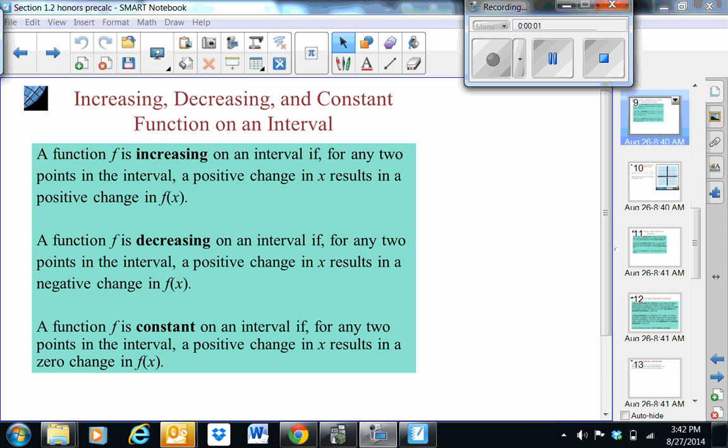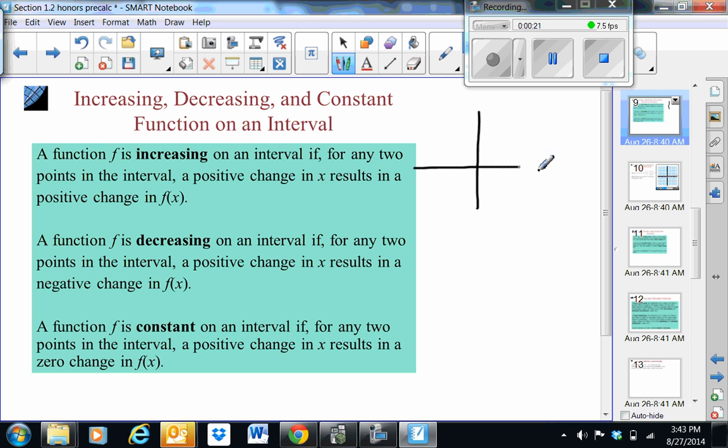So we're going to pick up on section 1.2 right here with increasing, decreasing, and constant function on an interval. A function f is increasing on an interval if for any 2 points in the interval a positive change in x results in a positive change in f of x. And so what this means is that if something is increasing, as x is getting bigger, y is also getting bigger, and so that would be an increasing part of a function. And that line right there is simply an increasing function because it's always increasing.